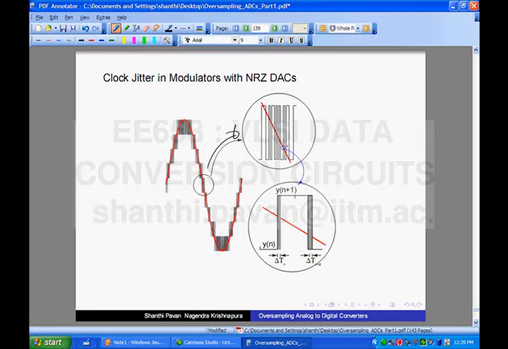Now if I zoom into one of these edges, what you see is that the clock is jittering, so the error made is basically the rectangle shown in grey. Does that make sense? Okay.